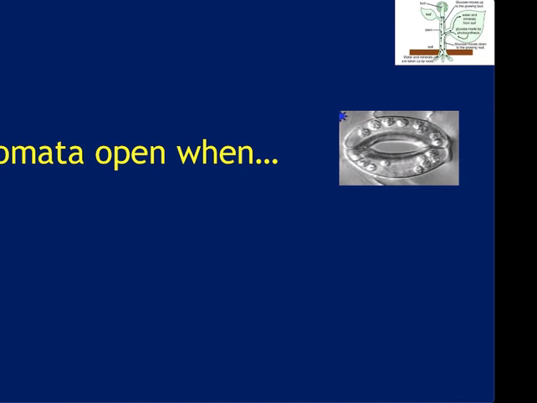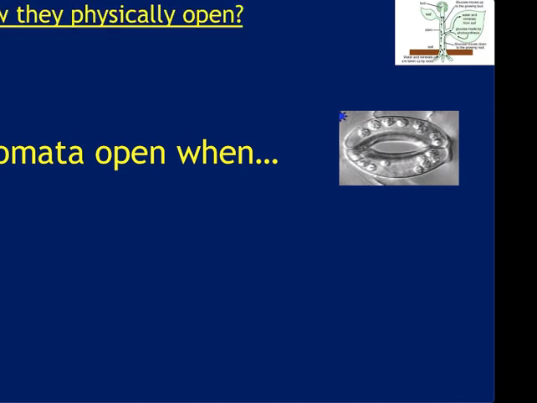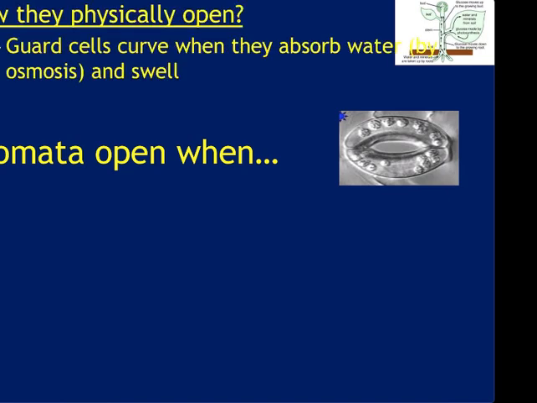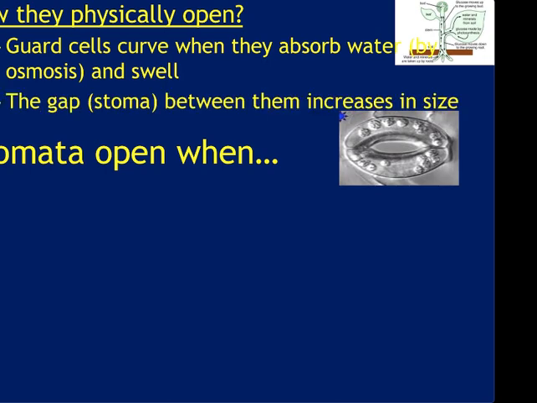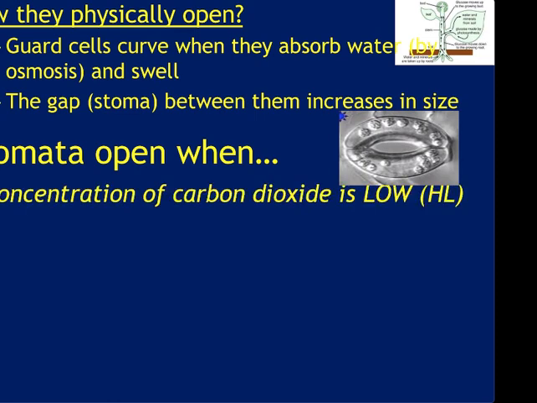So stomata, how do they physically open? We've done little bits of this. The guard cells curve when they absorb water and swell, and the gap between the guard cells increases in size. And what is causing them? That's the physical observation for stoma, but it's your concentration of carbon dioxide that actually determines whether they will open or close at all. So if the concentration of carbon dioxide is low, your stomata open.